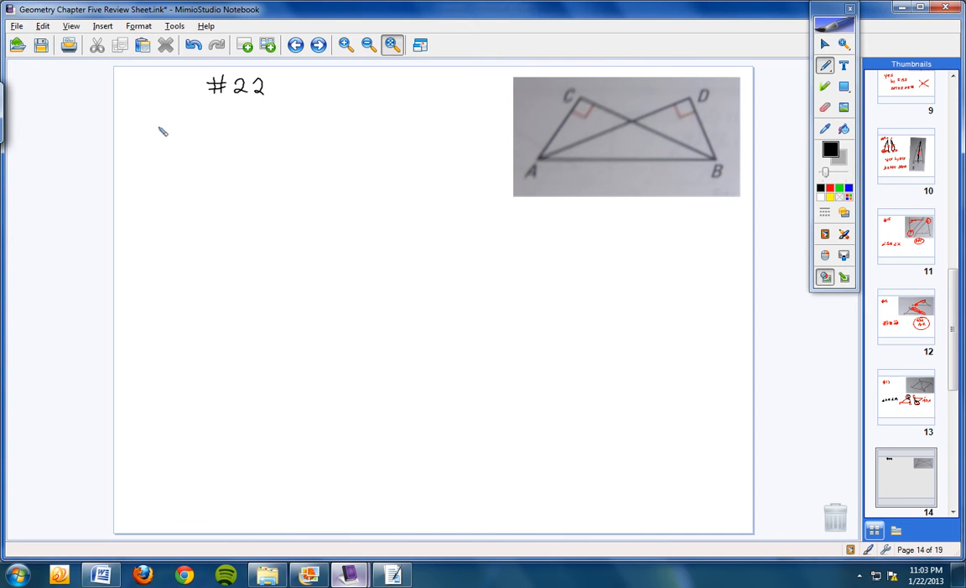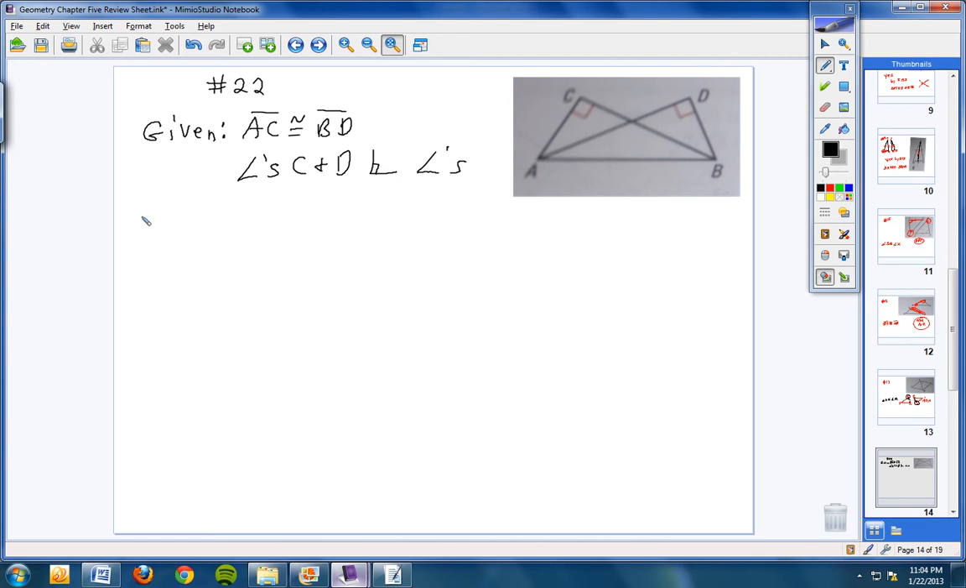So if you'll look up at number 19, please look up at number 19. They give you AC is congruent to BD. Do you see that okay? If you look at number 19, they give that to you. They also have these right angles marked, okay? That's also given to you. So I'm going to go ahead and write that too in my given. Angles C and D are right angles.